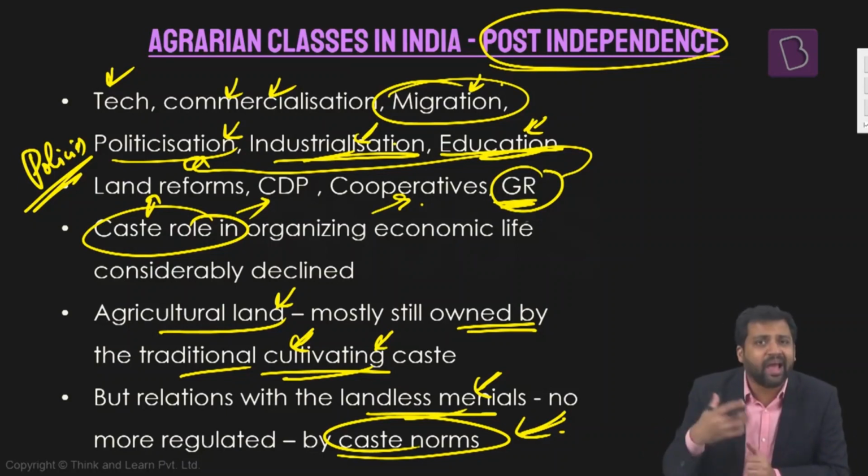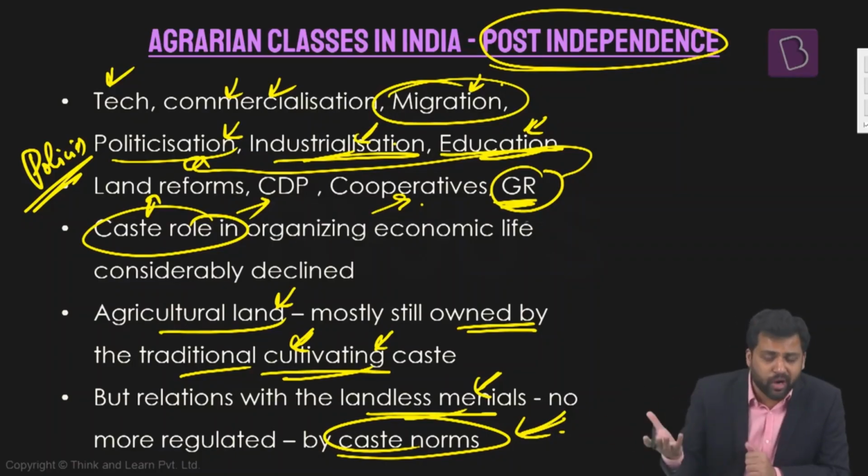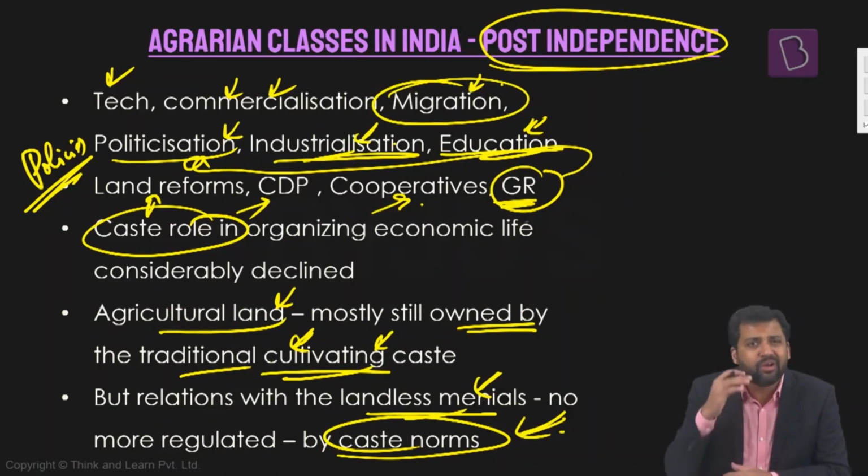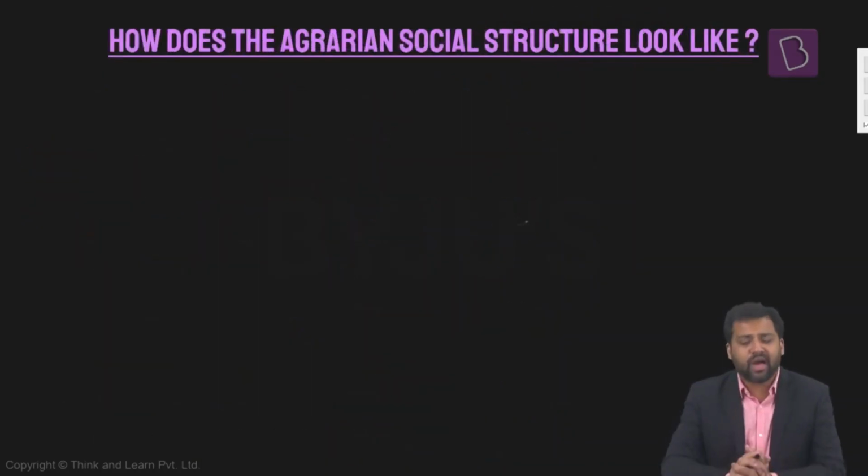People belonging to lower castes have now found different avenues by which they can be better placed in the economy. They're moving to other areas, taking up new kinds of jobs, maybe working in industries. Migration has provided all these things. So the traditional agrarian relations have broken down. But if you look at ownership now, the traditional land-owning, cultivating castes are still owning the land. So this is how the situation looks after independence.